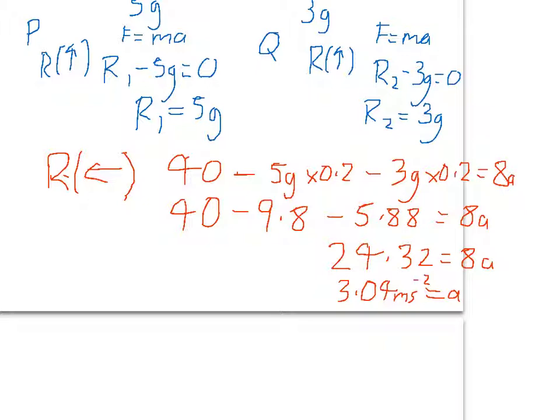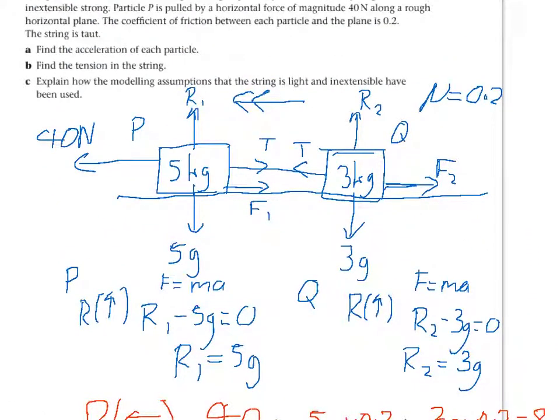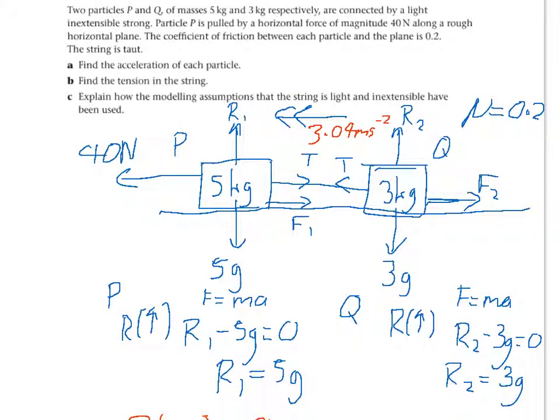Now remember what I said, because we're told it is an inextensible string, the acceleration is the same in both parts. So the acceleration on our diagram now is 3.04 ms to the minus 2. That's part 1 done. Part 2 says find the tension in the string.